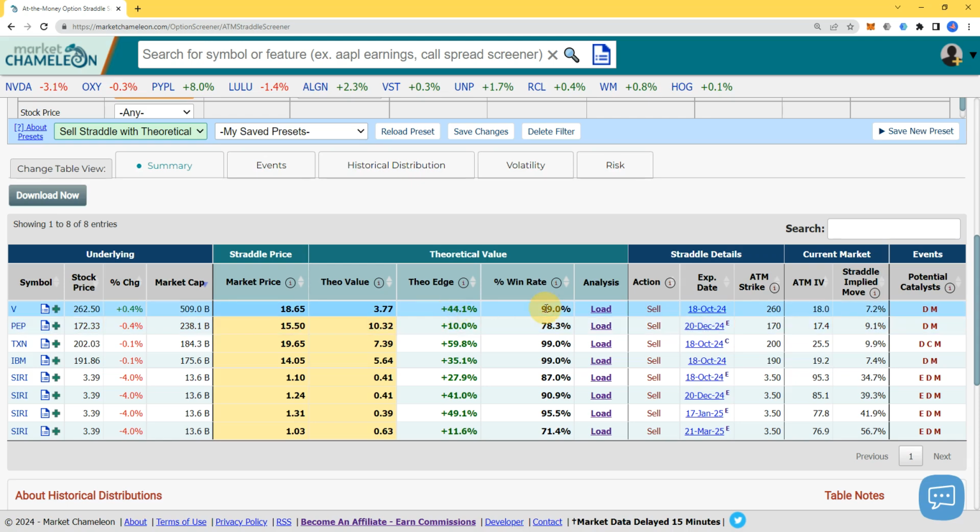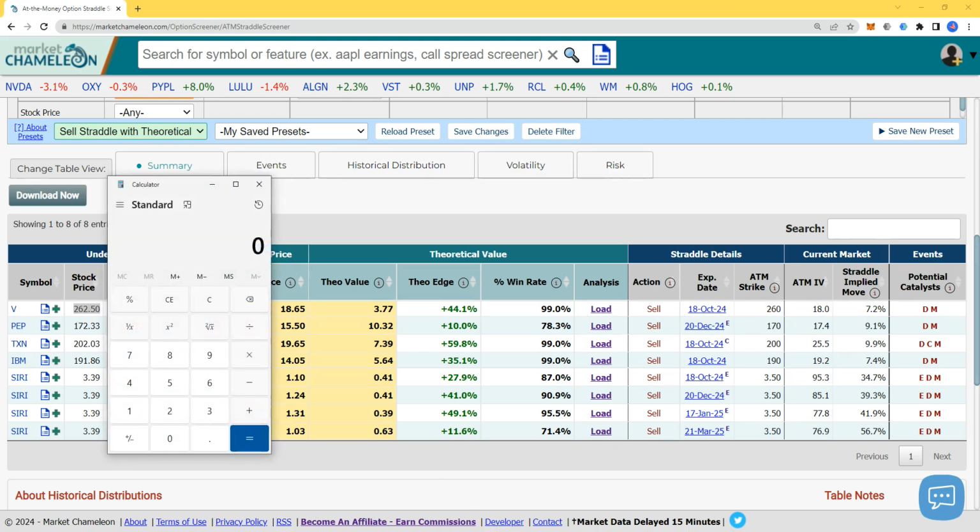Historical win rate, 99%. Action: sell, October 18, you sell the 260. Interesting. I might consider this for my own portfolio. Not financial advice, it can go to zero. At-the-money implied volatility 18. Straddle implied move 7%. So the market expects an implied move of 7%. How much is that? Let me see. 262 and a half. Let's do this.